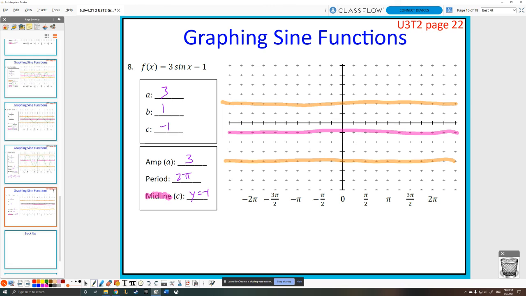Again, I got my 0 is my midline. My period is 2 pi, so I end at 2 pi. In between them, right in the middle, is also my midline. Between the first two, I have my max. Between the second two, I have my minimum. Same deal for the negatives.